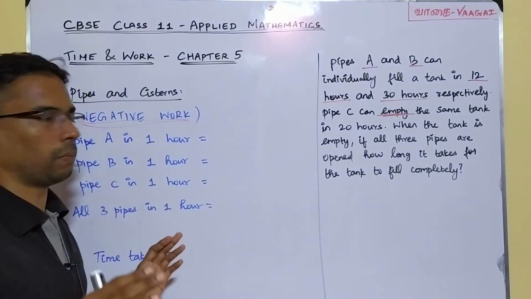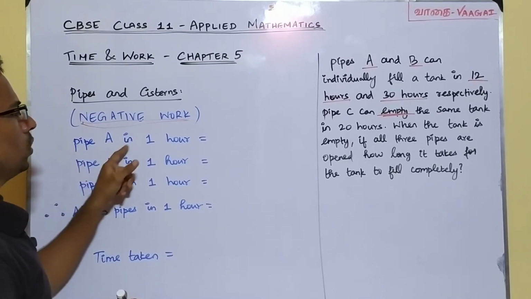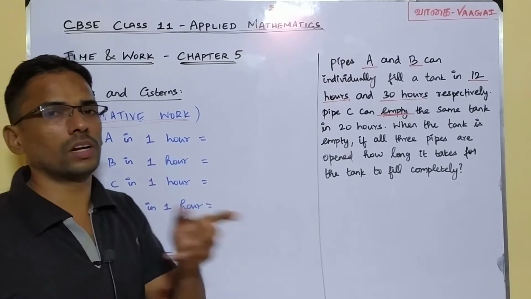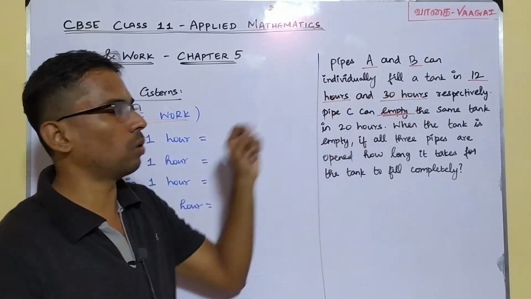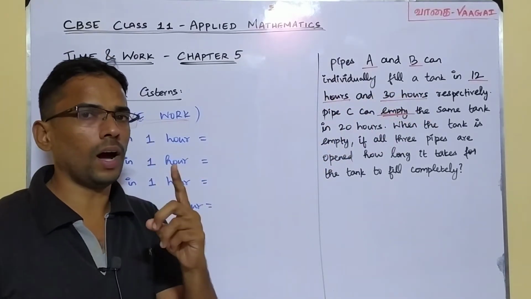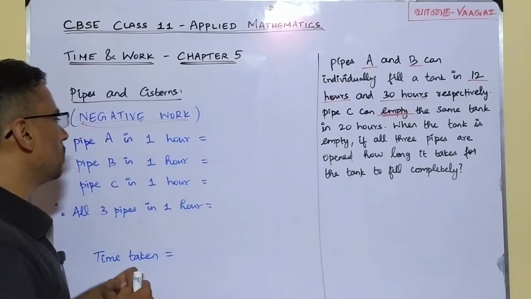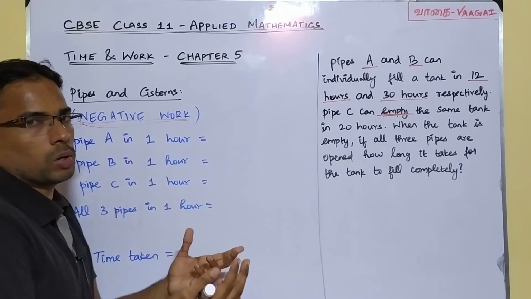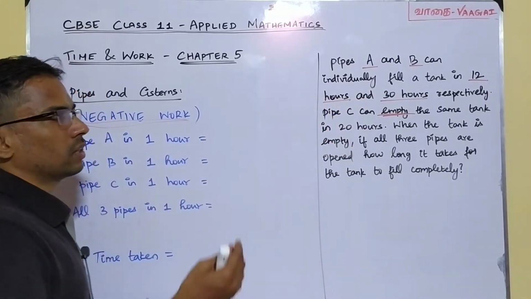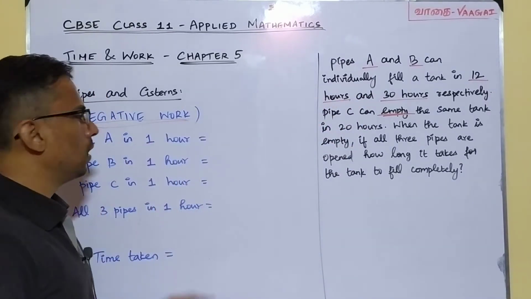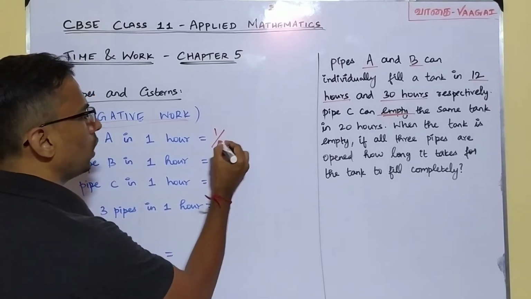Now let's get into the solving part. Start from pipe A, pipe A in 1 hour. As usual, let's try to work this problem through the fraction method. Pipe A can fill the tank in 12 hours. That's what is given. So in 1 hour, how much part of the tank will be filled by pipe A? That we have to think. How do we usually do it in the fraction method? We will always take the reciprocal. In 12 hours, pipe A will completely fill the tank. So in 1 hour, it will be filling 1/12. So I am putting 1/12 here.